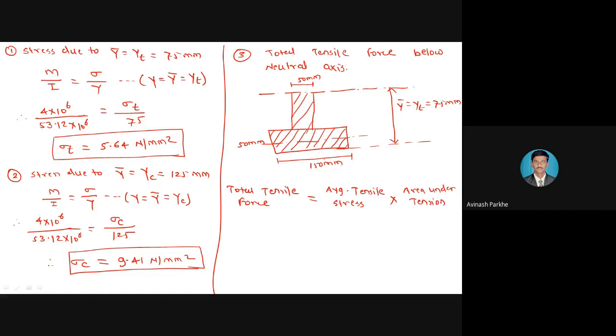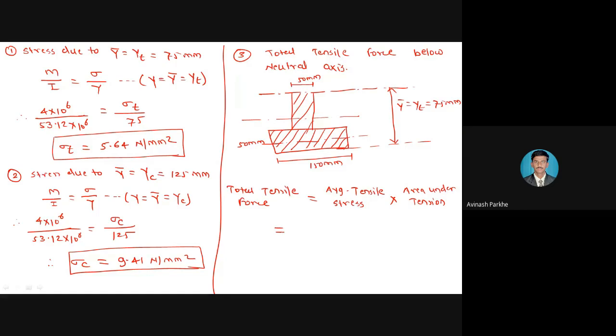Below the neutral axis, whatever the total area is in the figure, that area is called the area under tension. Now why have I taken the average tensile stress? Because we have to take the average of this figure. At the neutral axis we take that tensile stress, at the bottom side we take that tensile stress, so at the center point of this section you will get the average tensile stress.